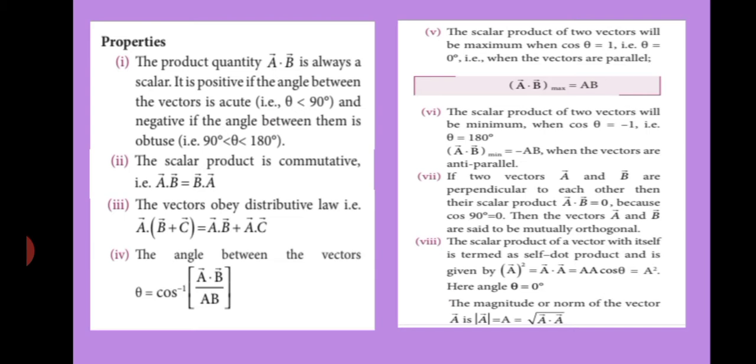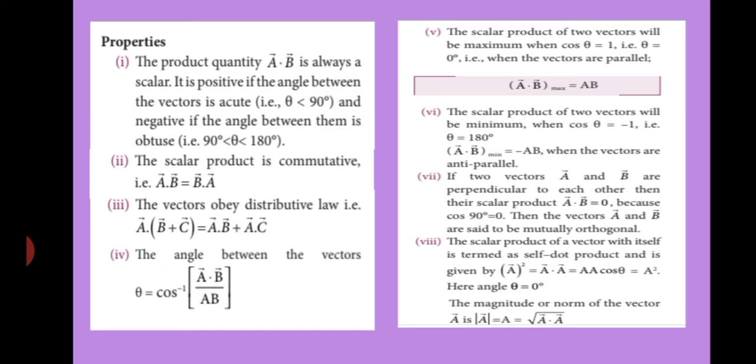The seventh point is, if two vectors A vector and B vector are perpendicular to each other, then their scalar product A vector dot B vector is equal to 0 because cos 90 degrees is 0. Then the vectors A vector and B vector are said to be mutually orthogonal.